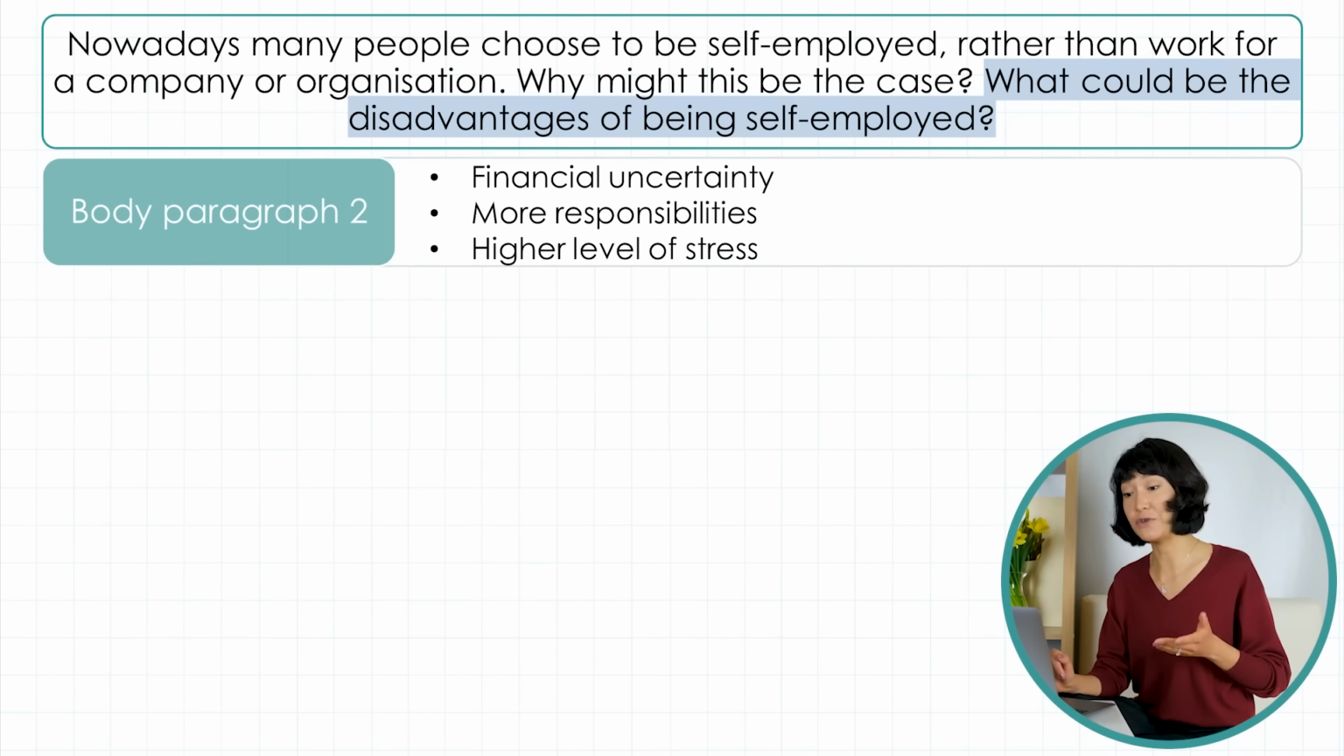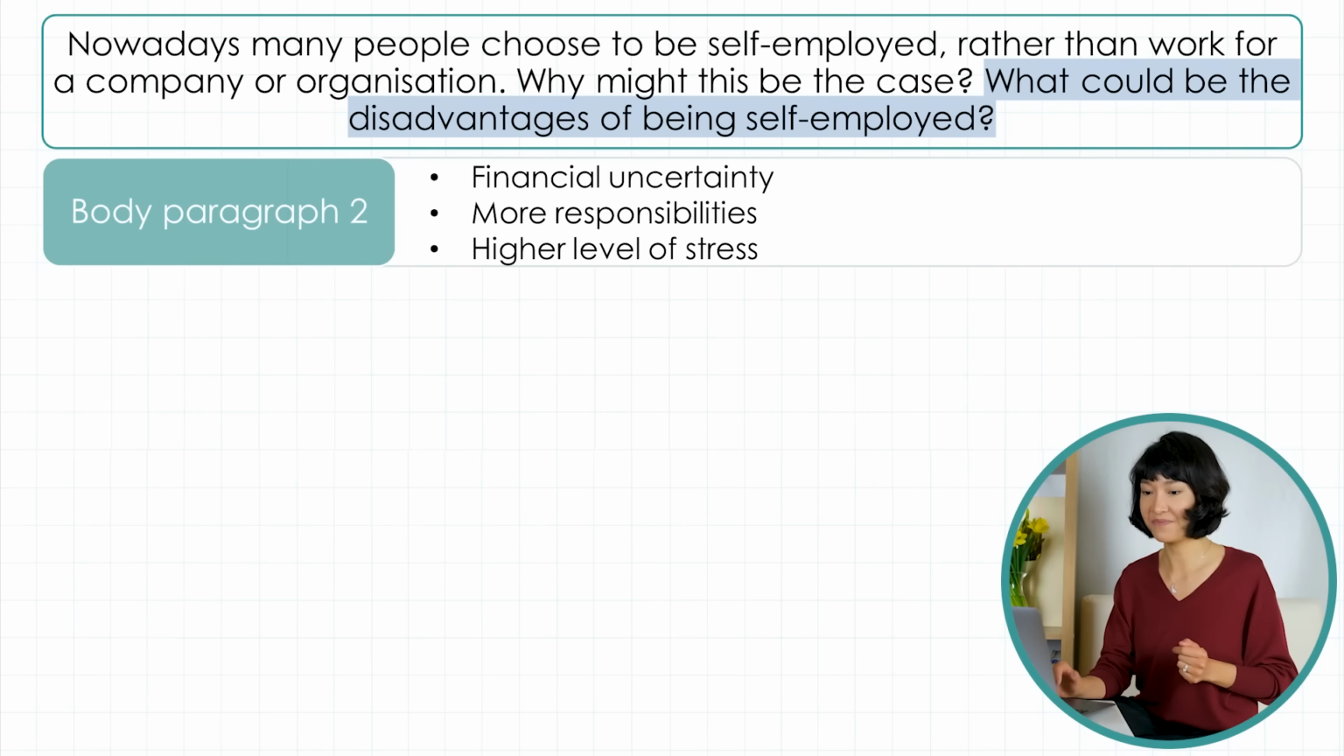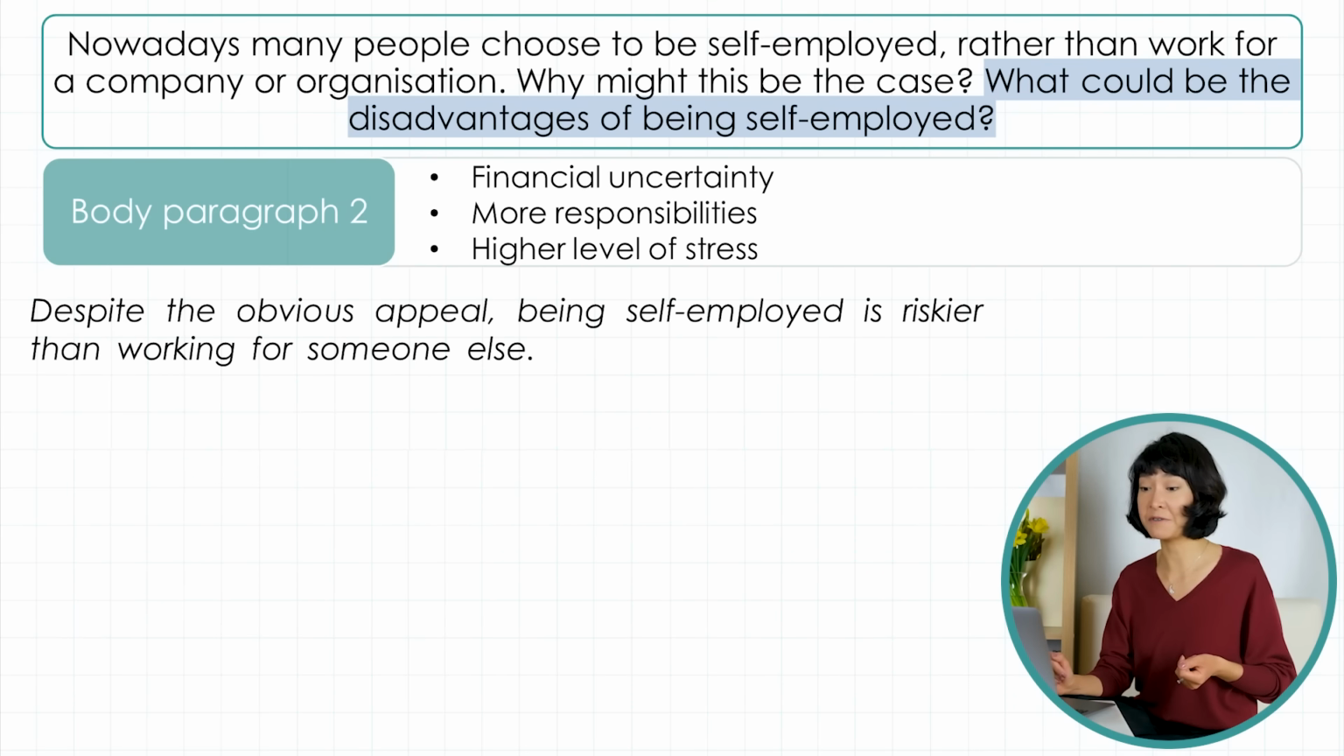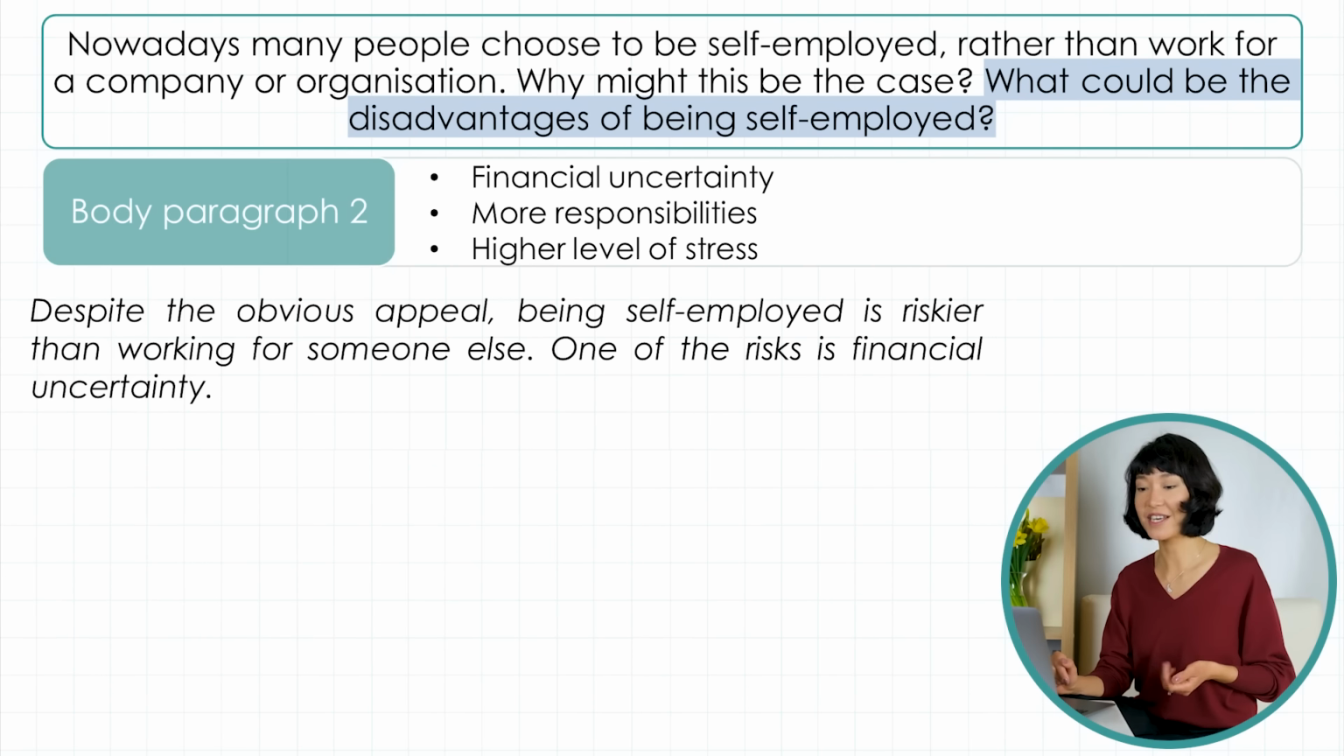This paragraph looks at the disadvantages. 6 sentences, a little longer, but again we can clearly see the topic, example, explanation sequence. Sentence 1 introduces the topic. Despite the obvious appeal, being self-employed is riskier than working for someone else. The next sentence presents the first risk involved. One of the risks is financial uncertainty.